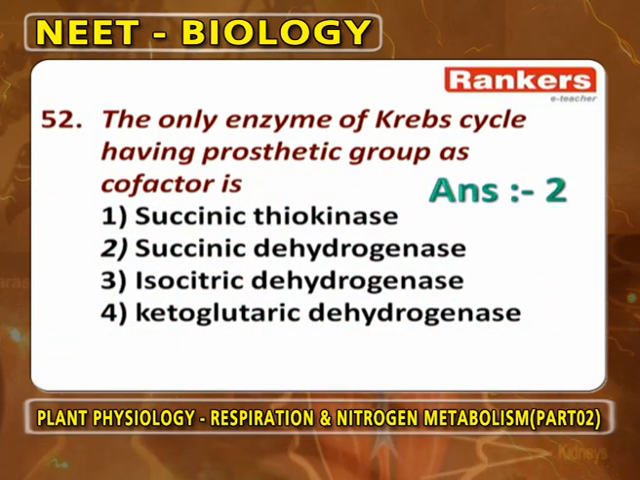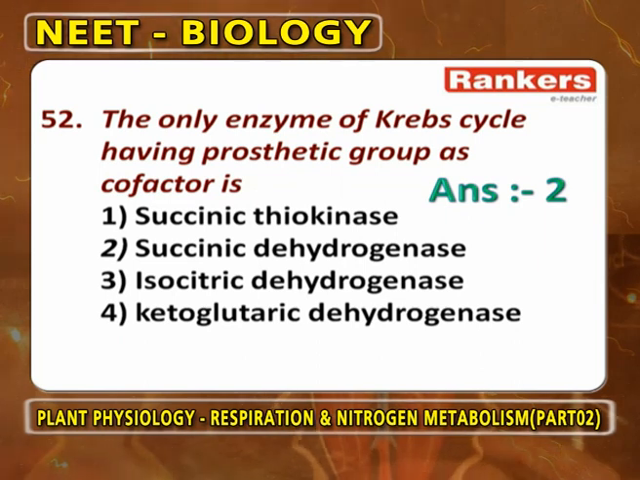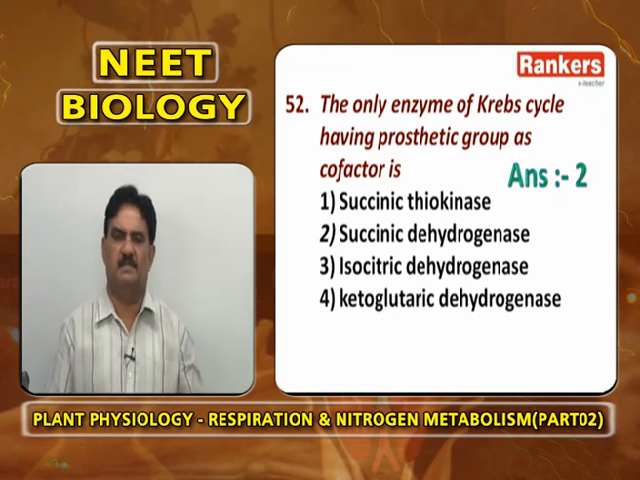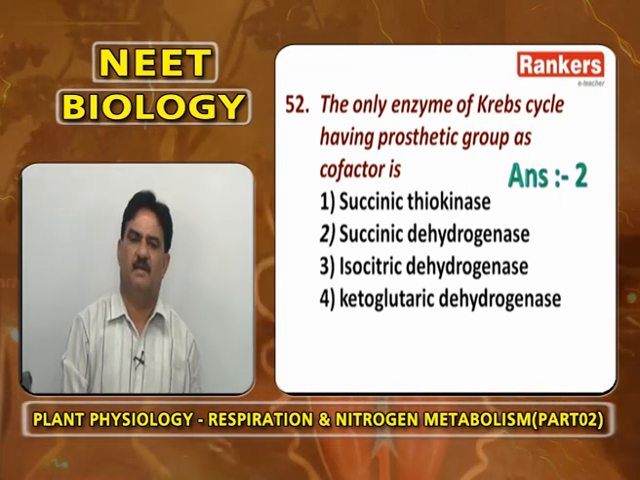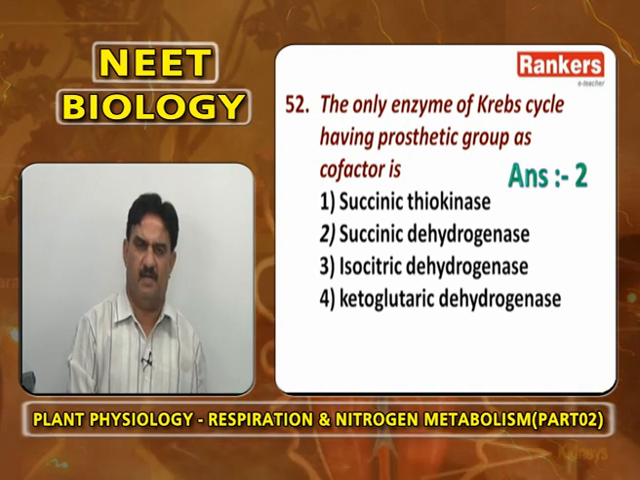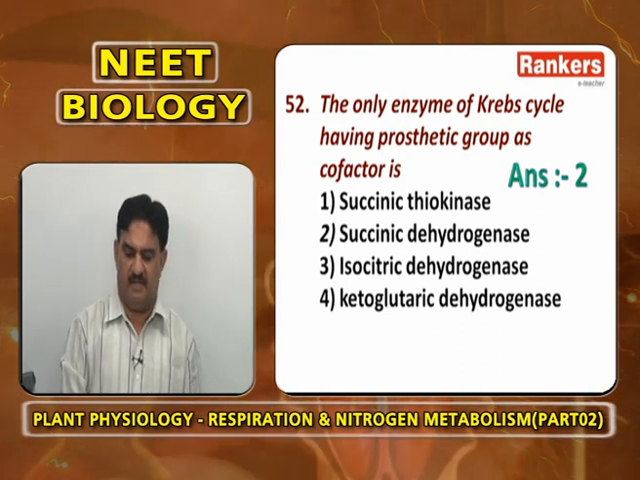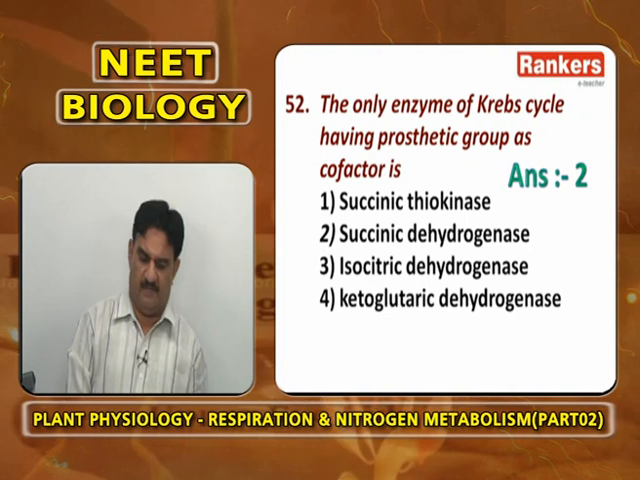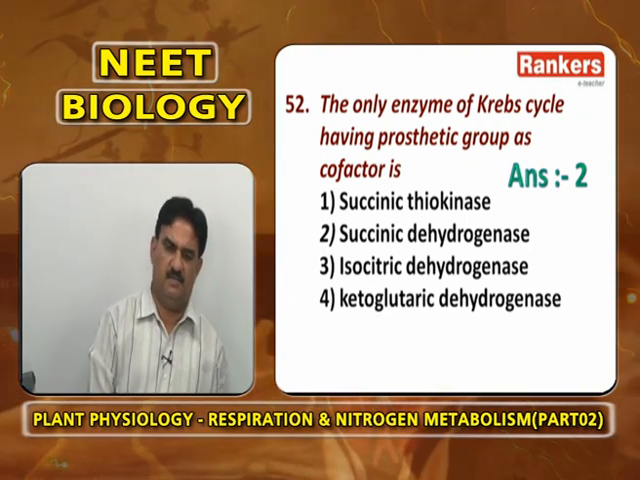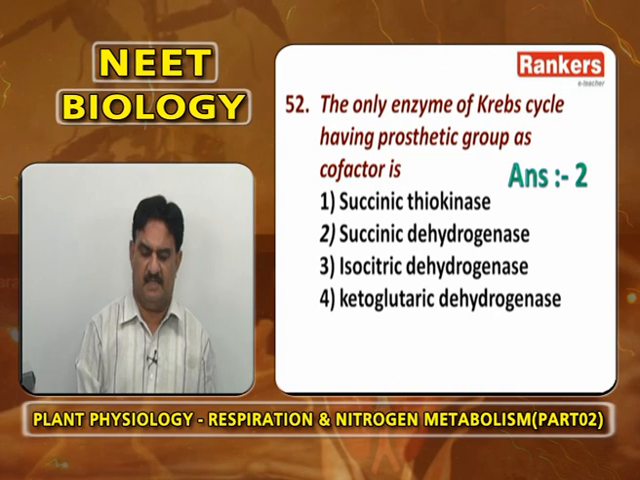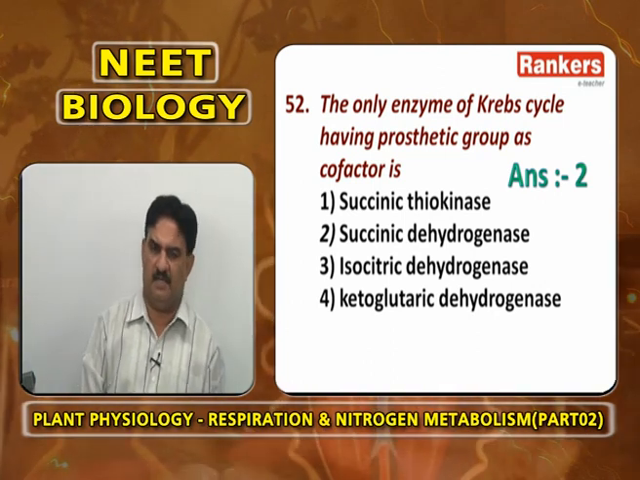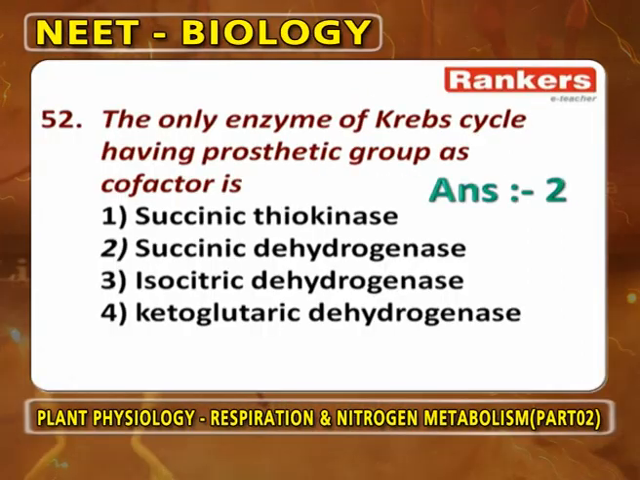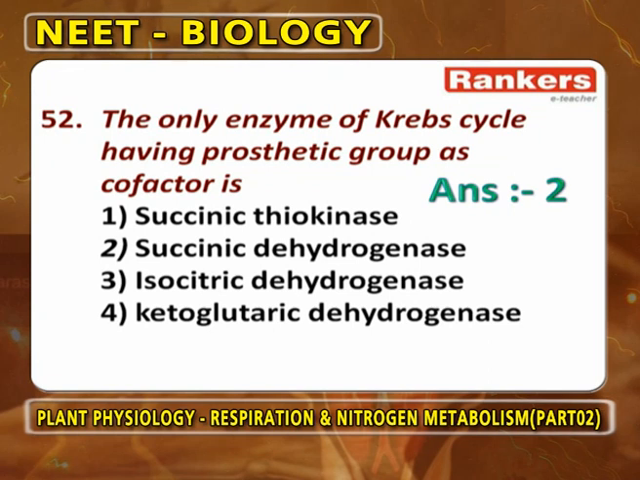The only enzyme of Krebs cycle having a prosthetic group as cofactor. That is the only enzyme which is not found in the mitochondrial matrix, but is present in the inner mitochondrial membrane. Succinyl thiokinase does not have any cofactor. Isocitric dehydrogenase does not have any cofactor. Alpha ketoglutarate dehydrogenase does not have any cofactor, but succinic dehydrogenase has a cofactor FAD, flavin adenine dinucleotide, the only enzyme of Krebs cycle having a prosthetic group as cofactor.